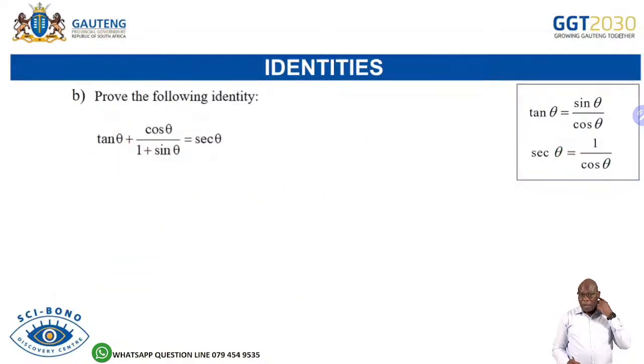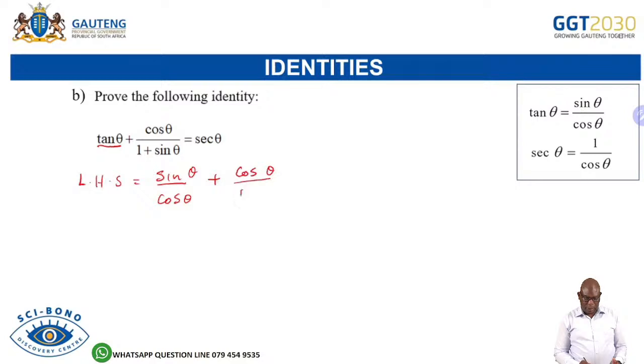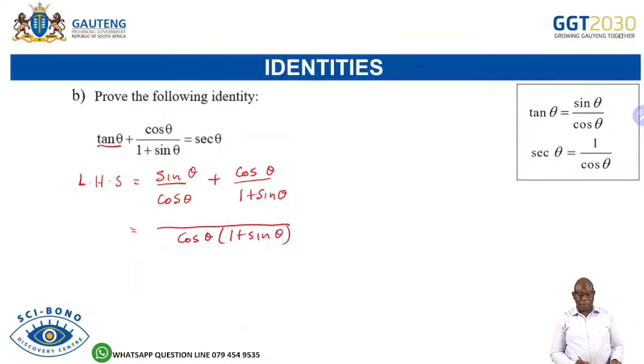Right. So the next one is basically the same principle that we're going to apply. Here the tangent must be changed. So if I use the left hand side, I can change the tangent to sine theta over cos theta. But then I'm adding it to something here, right? So now my LCM will be 1 plus the same denominator that I'm having. Mostly you'll find that it is the same denominator.